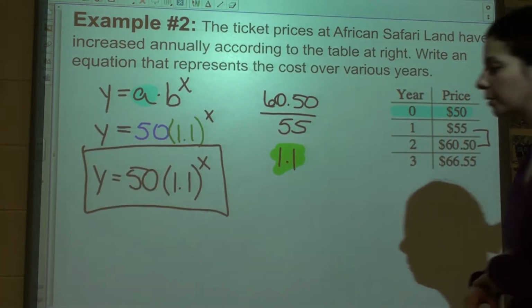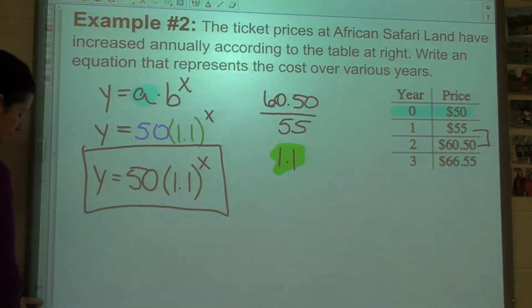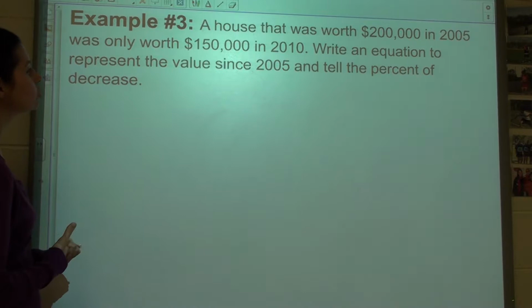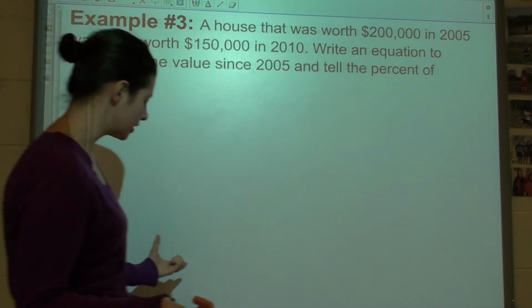Now this last problem is going to take a little more time since it's a little more complicated. A house that was worth $200,000 in 2005 is now only worth $150,000 in 2010. So it's going down. So we're already looking at a decreasing thing. Write an equation to represent the value since 2005 and tell the percent of decrease.